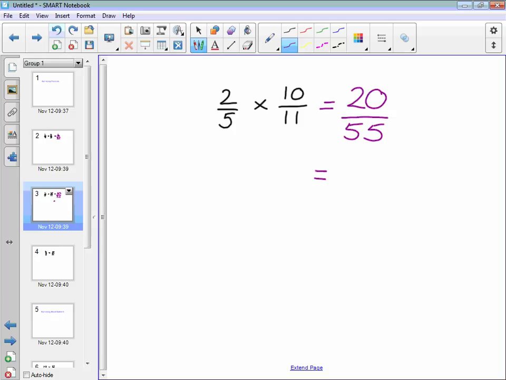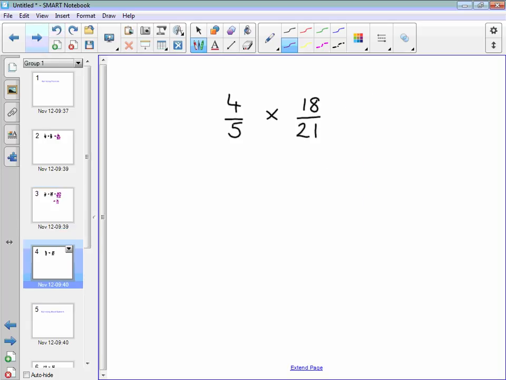Even if I haven't, it's good practice to do so. So I'm thinking of a number that goes into 20 and 55. The biggest one is 5, so I'm going to divide them both by that. 20 divided by 5 is 4. 55 divided by 5 is 11. So my answer is 4/11.